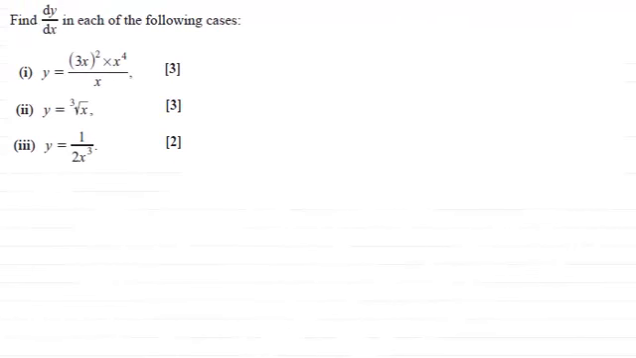Hi there. This is a nice question if you want to brush up just your basic differentiation skills. We've got to find dy by dx in each of the following cases. For part 1, we've got y equals (3x) all squared multiplied by x to the power 4, all divided by x, for 3 marks. And in part 2, y equals the cube root of x, again for 3 marks.